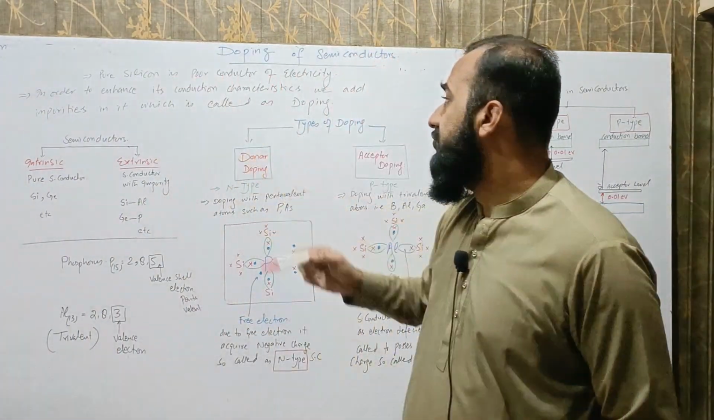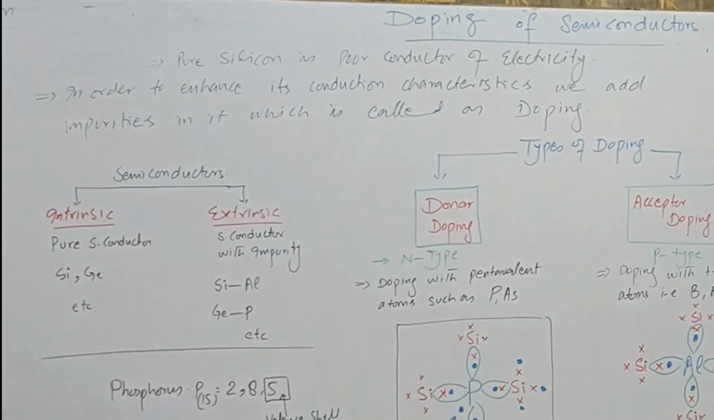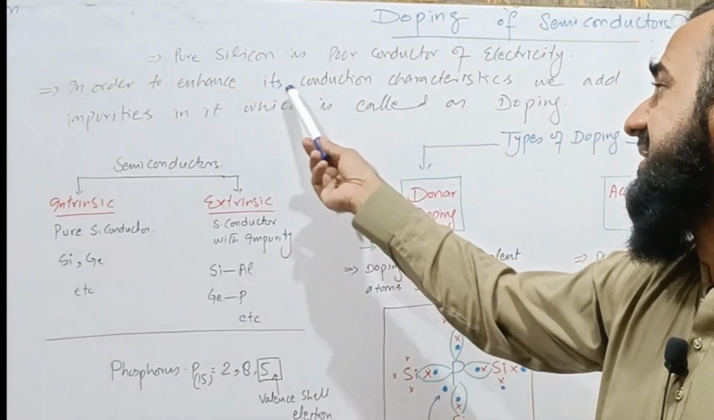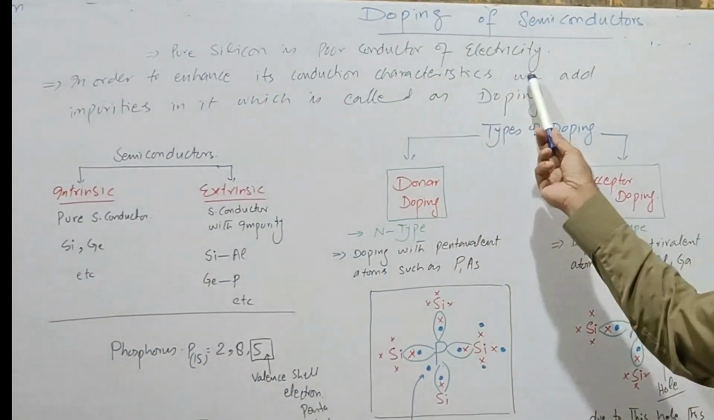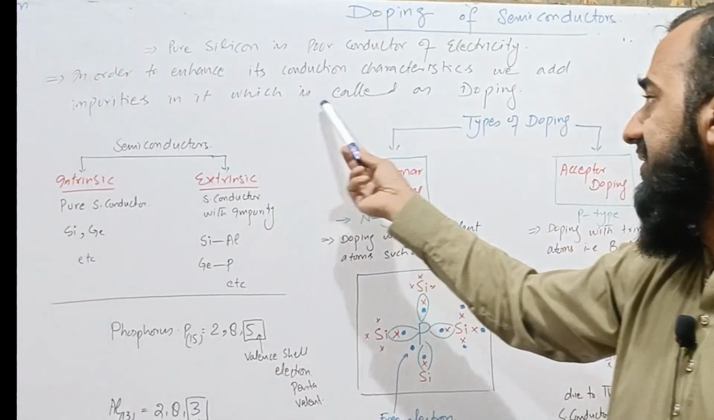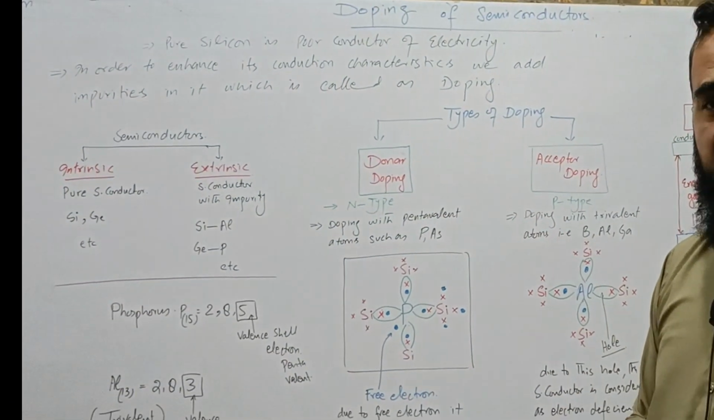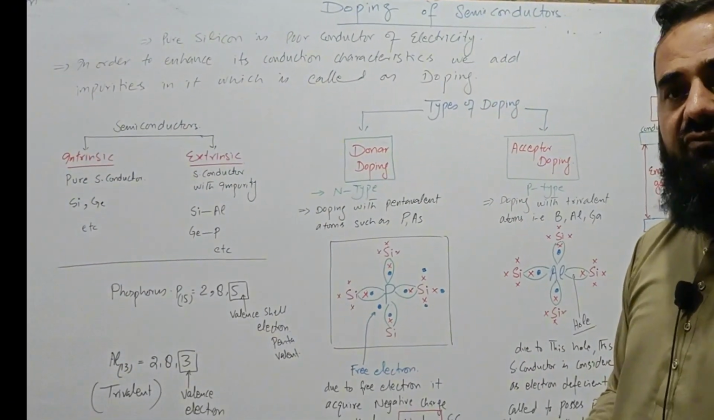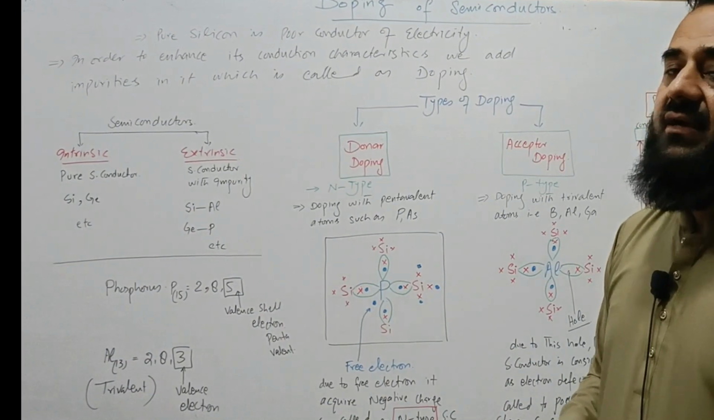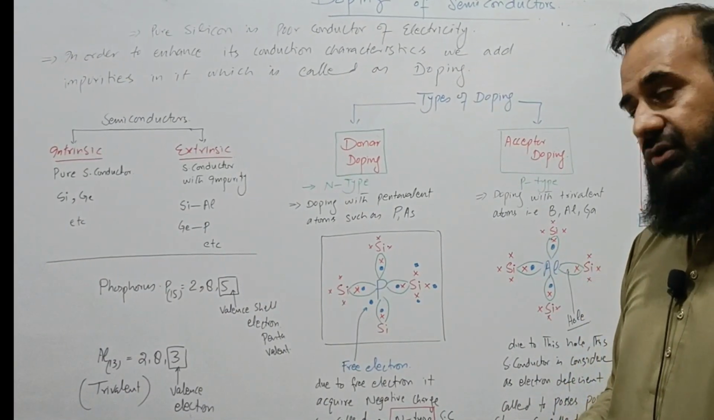Doping of semiconductor. Pure silicon is a poor conductor of electricity. In order to enhance its conduction characteristics, we add impurities to it, which is called doping. In simple words, addition of impurities to a pure semiconductor is called doping.